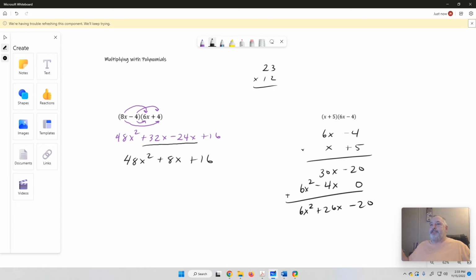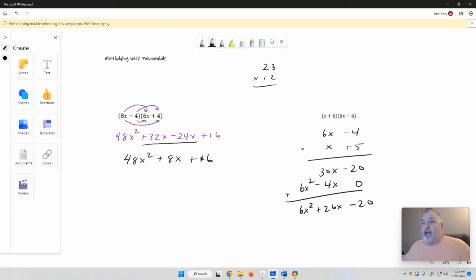So there's two methods for that. Pick the one you like and stick with it. Should make those kind of simple. You see how your answer should look. You should end up usually with 3 terms. Sometimes it's going to be just 2 terms, but usually 3 terms.